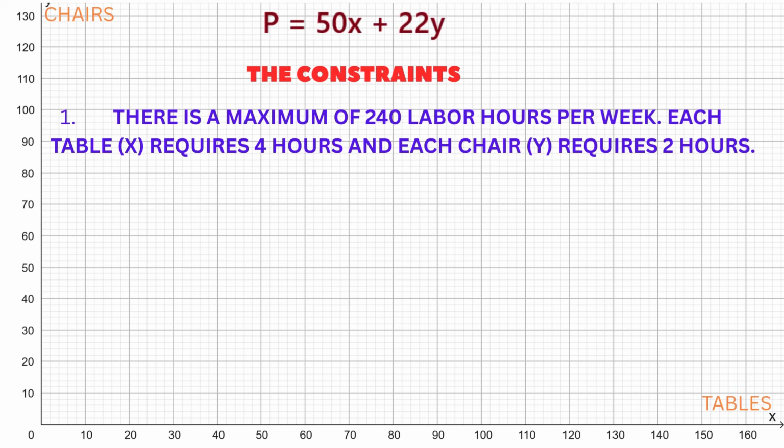Let's introduce the three key constraints. There is a maximum of 240 labor hours per week. Each table requires 4 hours, and each chair requires 2 hours. The inequality that represents this constraint is 4x plus 2y less than or equal to 240, since all the furniture will need to be built in 240 hours or less.